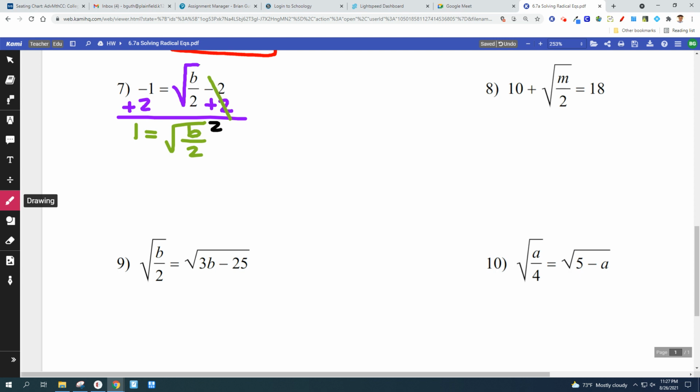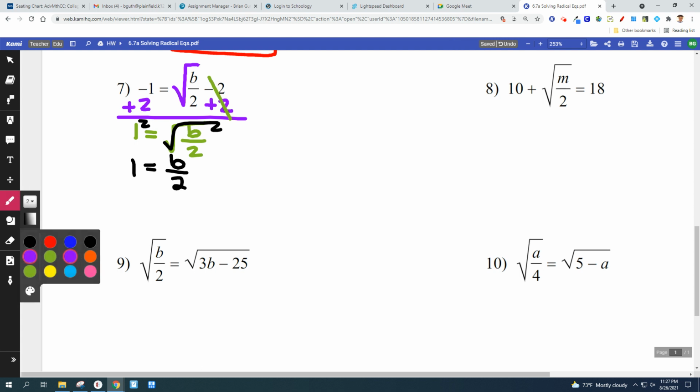Let's square both sides. 1 squared is still 1. Square root squared cancels out. I'm left with b over 2. We're trying to isolate the variable. So this is divide, right? You cancel out division with multiplication.